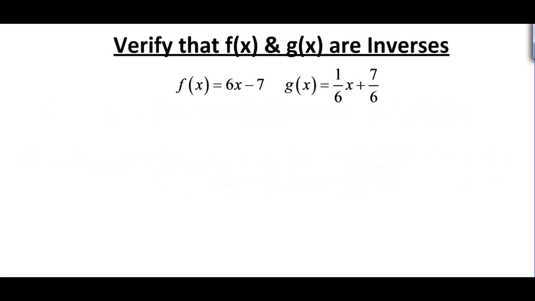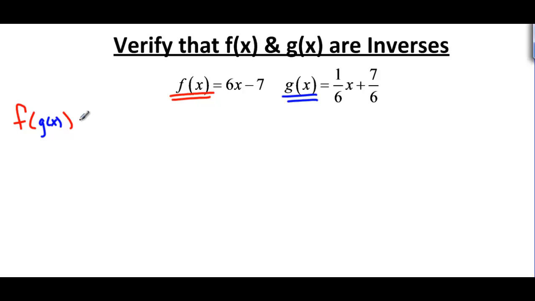So let's go through two examples. My first one is I give you f of x equals 6x minus 7, just the equation of a line. g of x equals 1/6 x plus 7/6, another equation of a line. So if I want to verify that they are inverses of each other, I'm going to use red to signify my f of x. I'm going to use blue for the g of x, just to make it a little bit easier to see. So for my first one, I'm going to do f of, and I'm going to input g of x into it.